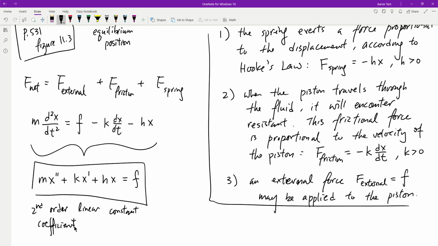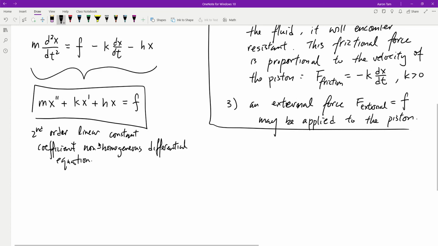and assuming that f is not zero, non-homogeneous differential equation. Lucky for us, we just learned how to solve non-homogeneous constant coefficient differential equations in 11.3. So now we can try to figure out what the solution to this equation is going to be.